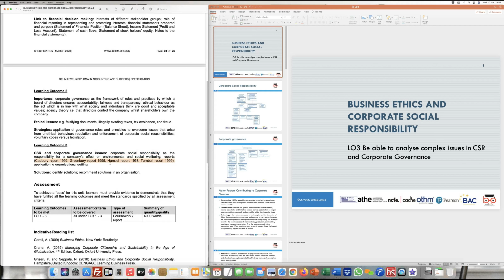But in this learning outcome, what we are going to do is use one of the reports and apply it in an organization and solve their problem of governance or solve the problem of CSR. So basically, the learning outcome is focused on identifying solutions. We have to look at the problems which companies face and what kind of solutions they can seek or get from corporate governance and the application of CSR in the organization.